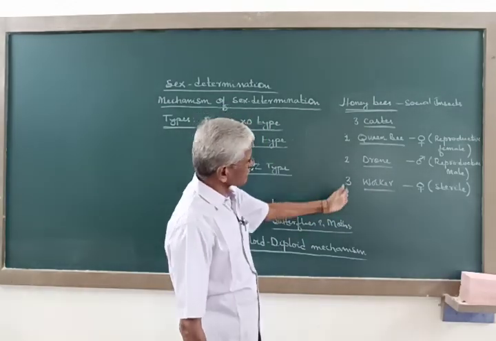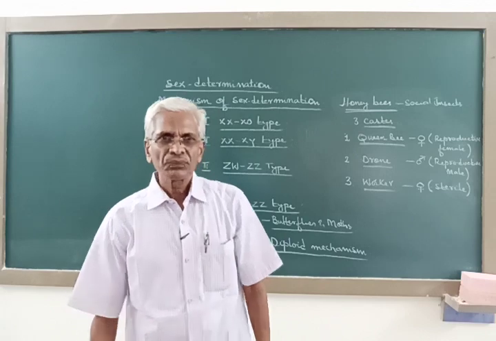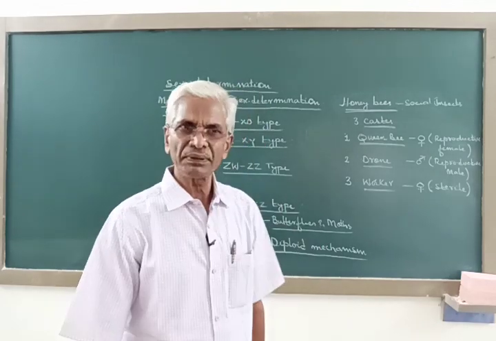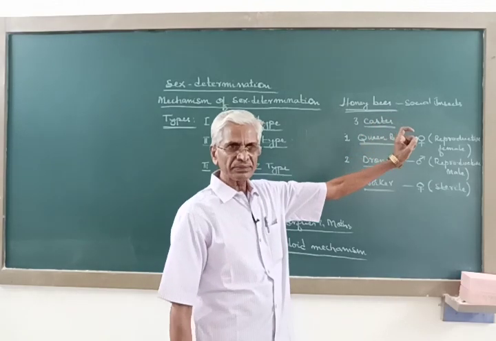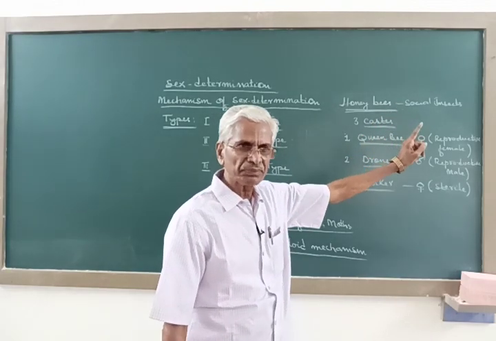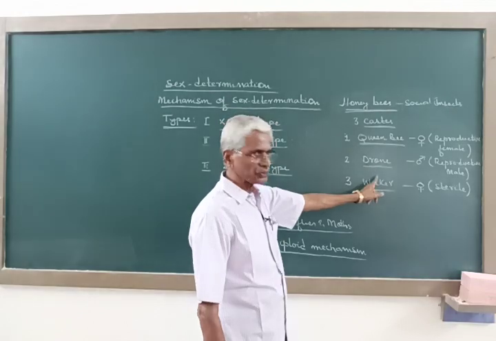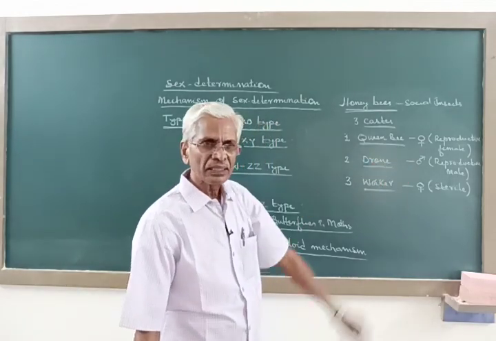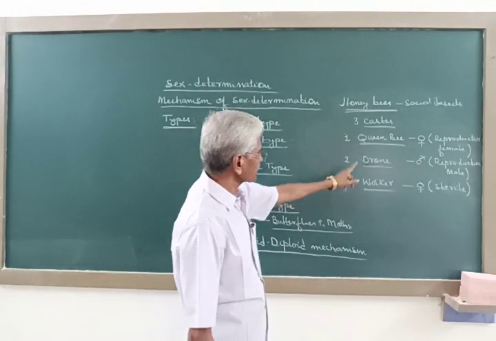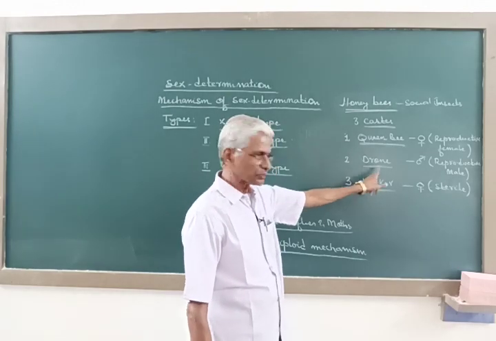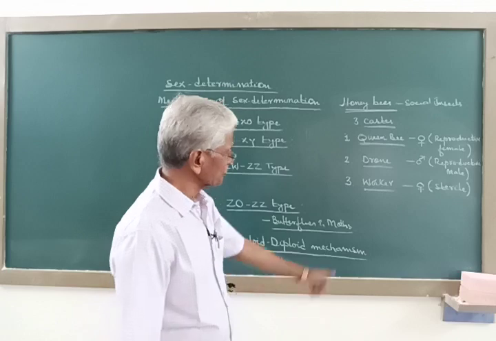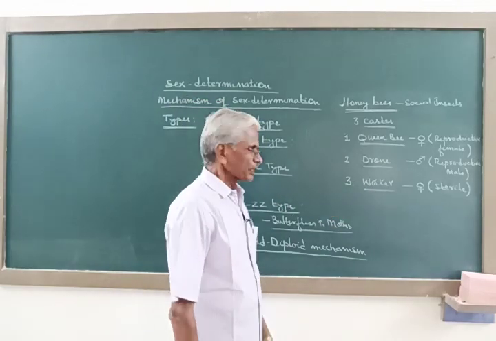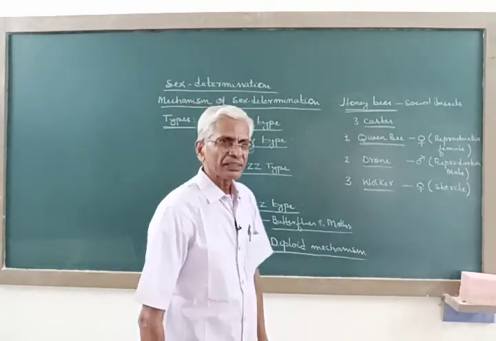So these are the 3 castes which form a honeybee colony, and queen only one, usually one queen per colony, drone. Several honeybees are in this form, drone, and plenty of the honeybees, they are in the form of worker.